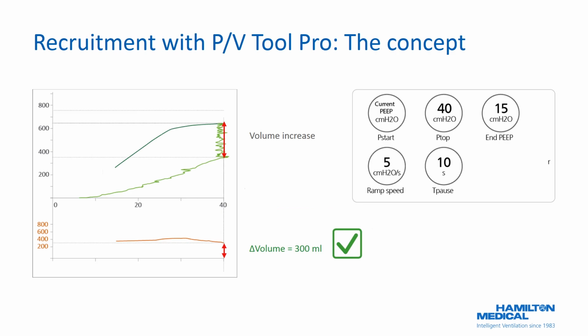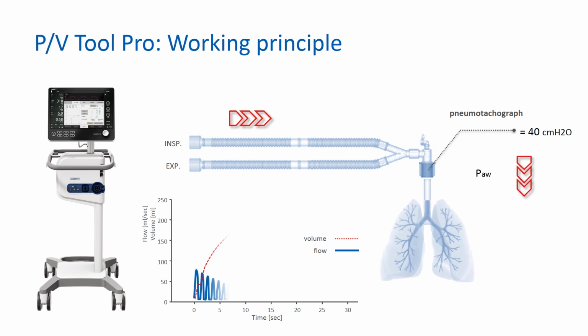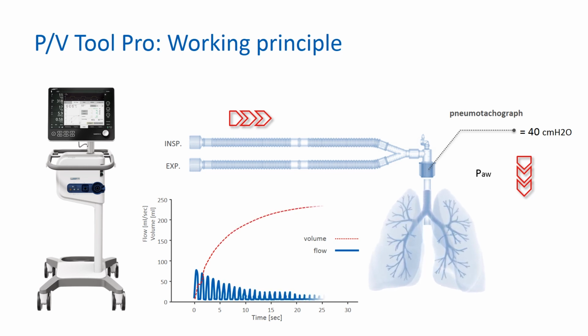With the PV Tool Pro option, you have the ability to quantify the effectiveness of the recruitment maneuver by measuring the volume increase at end inspiration. During the recruitment portion, the ventilator maintains a constant pressure of 40 centimeters of water for 10 seconds. If some recruitment occurs, the total volume of aerated lung increases. As a consequence, pressure at the proximal airway decreases. The ventilator then inflates using little spikes of flow to maintain airway pressure at 40 centimeters of water. If these spikes of flow are integrated and added, we get a volume, which is an assessment of the volume recruited during the recruitment maneuver if there is no leak from the circuit.